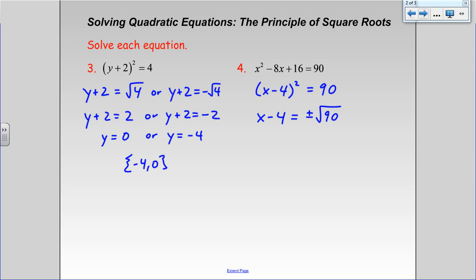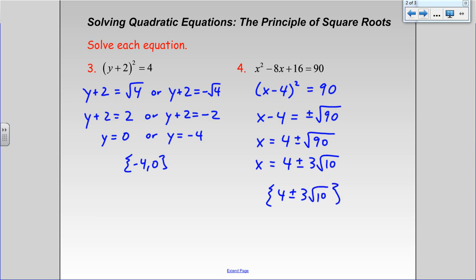Adding 4 to both sides of this equation, we have x equals 4 plus or minus the square root of 90. Since the square root of 90 is not in simplest radical form, we will factor out the square root of 9, which is 3, and write our solutions as 4 plus or minus 3 times the square root of 10. Those two irrational numbers, 4 plus 3 times the square root of 10 and 4 minus 3 times the square root of 10, are the solutions of our quadratic equation.